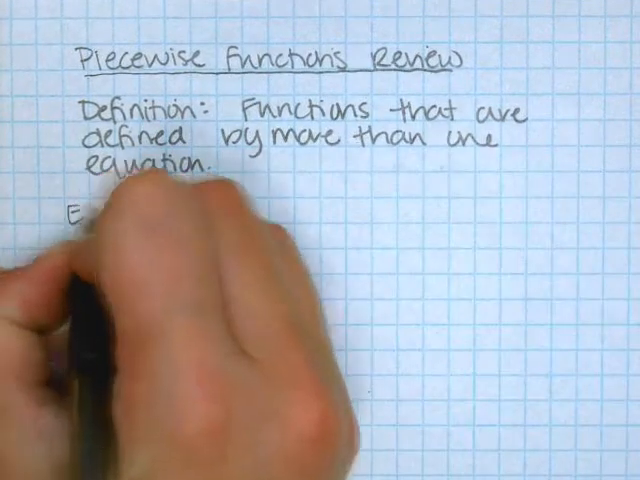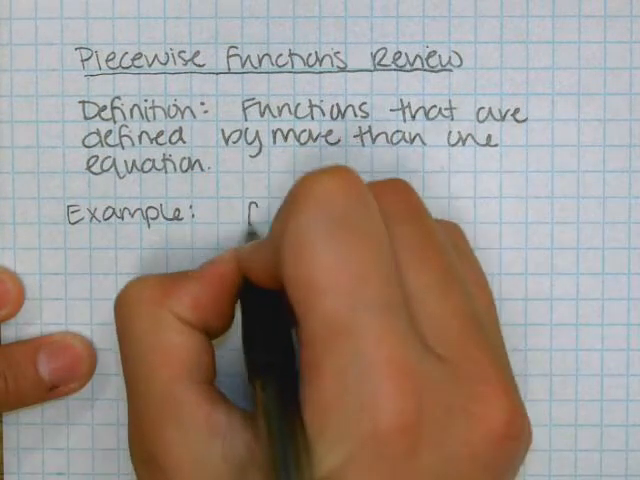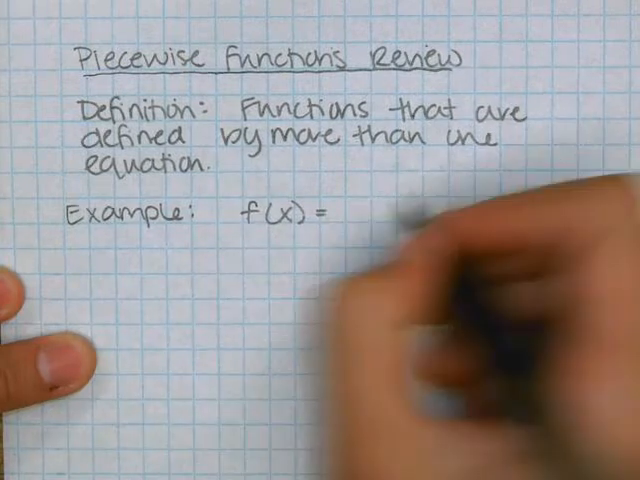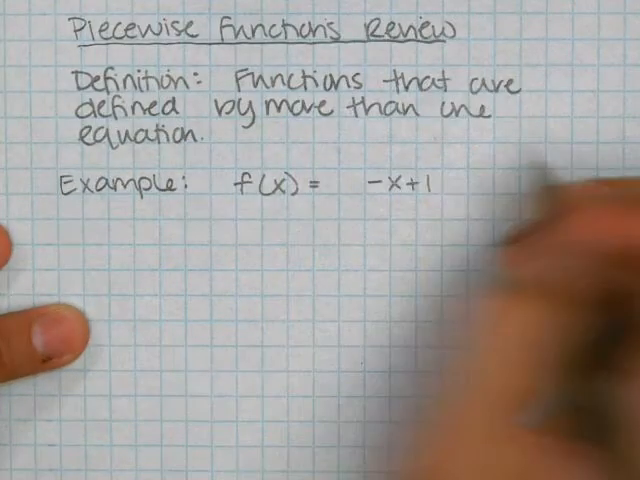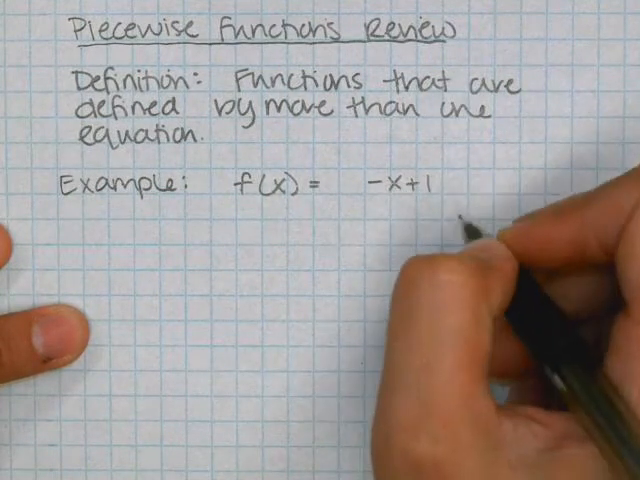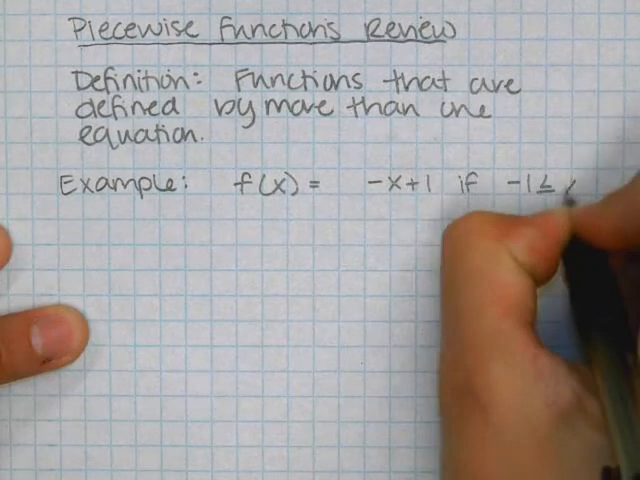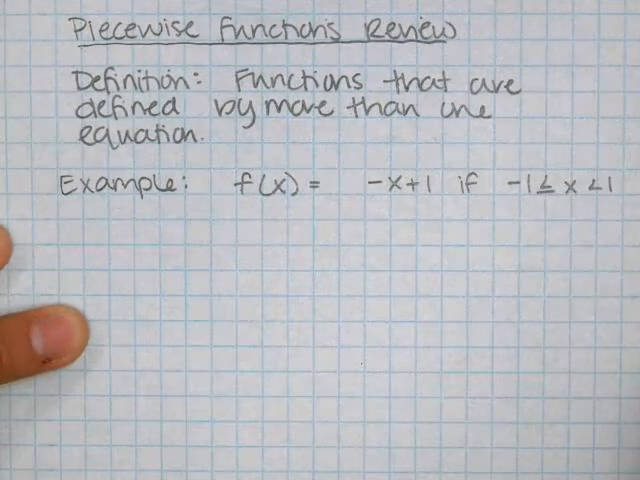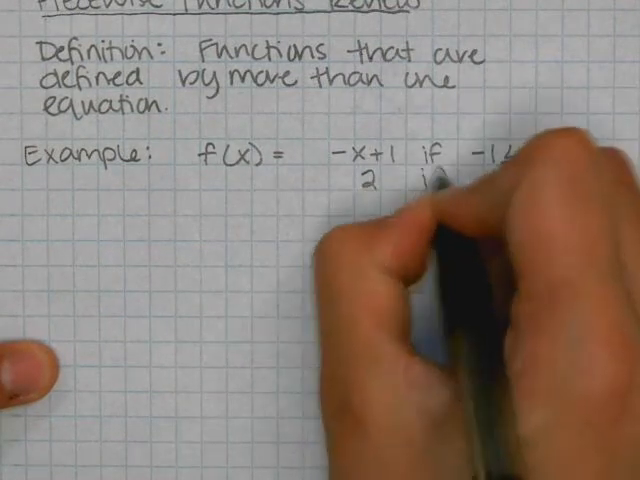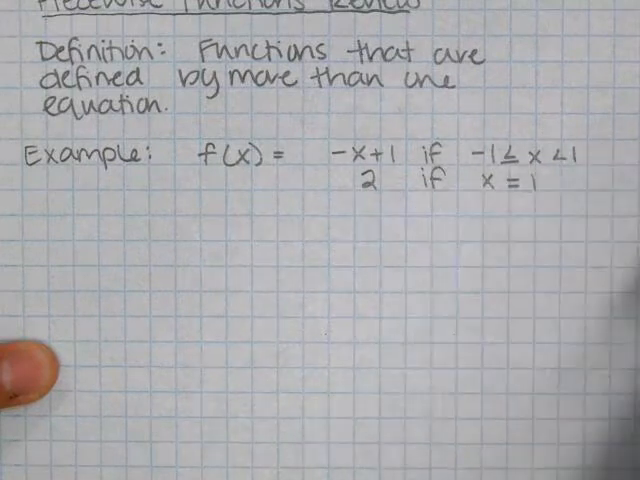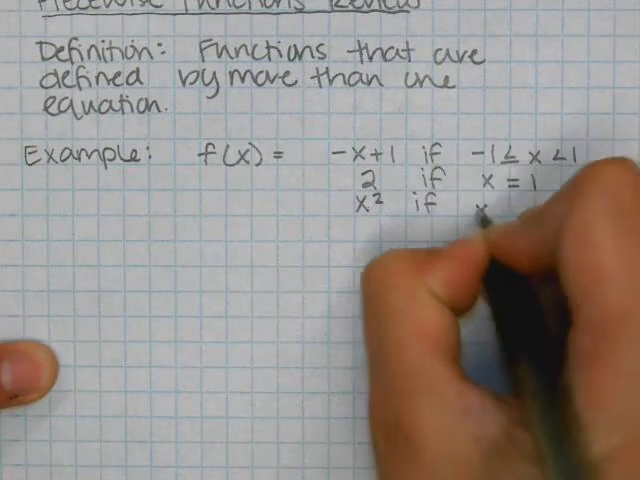So for our first example, we're going to look at a piecewise function and then we're going to go ahead and do a few things with it. So this piecewise function is going to have three pieces to it. The first is going to be linear, negative x plus 1 if the x values are between negative 1 and positive 1. It's going to be a linear function 2 if the x value is exactly 1. And it's going to be the parabola x squared if x is greater than 1.